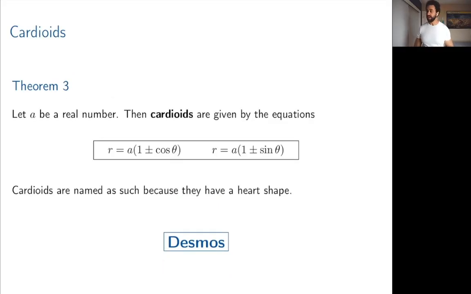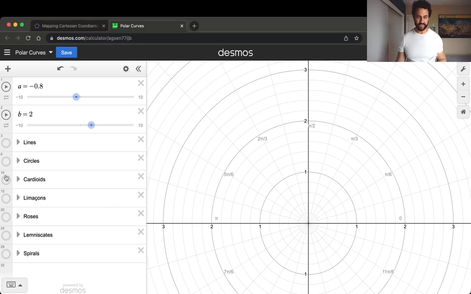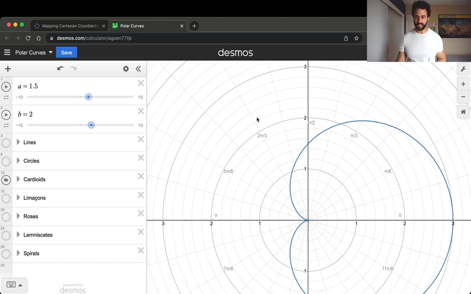Cardioids. Cardioids are given by these equations here and here. So essentially the radius is given by a plus a cosine theta, or a minus a cosine theta, and then the same thing for sine. So let's look at the example. All right, cardioids, here we go. In this case, a is negative, I'll make it positive. So this is what a cardioid looks like.